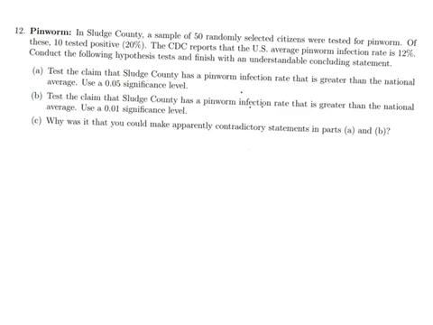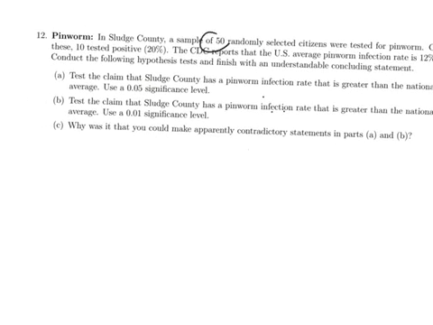So this is a problem from the textbook, one of the ones that doesn't have the worked-out solution, so I thought it'd be a good one to do this week to give you an application of rejecting H0 and H1. They did a sample of 50 people, and 10 of them had pinworms, and the CDC reports that the average U.S. infection rate is 12%. So they want to test the claim that the people of Sludge County have a higher infection rate than the national average.